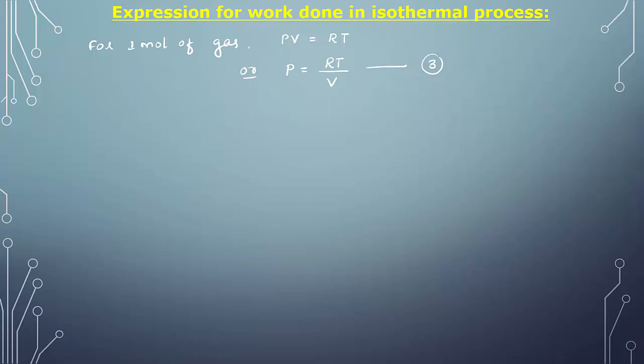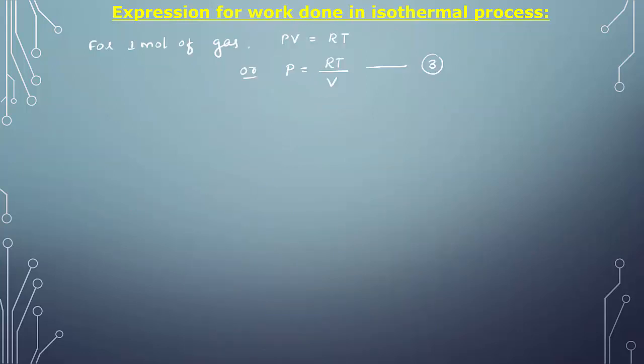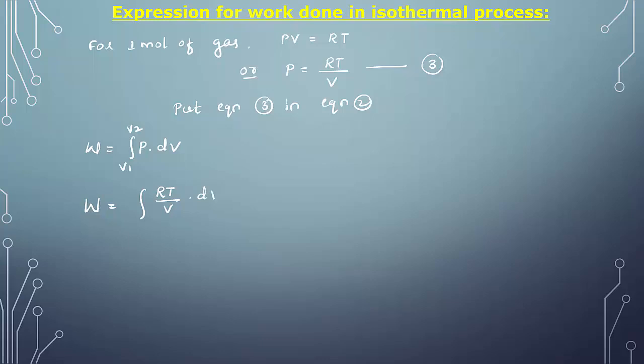Is it clear? Now in equation number 2, you can observe P into dV. In place of P, we can write equation number 3. So put equation 3 in equation number 2. Observe equation 2: W equal to the integration of P dV from the limit V1 to V2. Substitute in place of P, which is RT divided by V, so W equal to the integration of RT divided by V into dV from the limit V1 to V2.